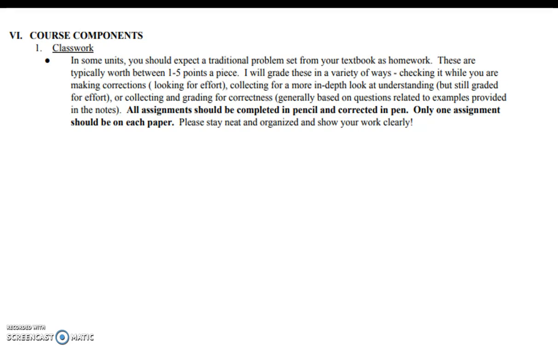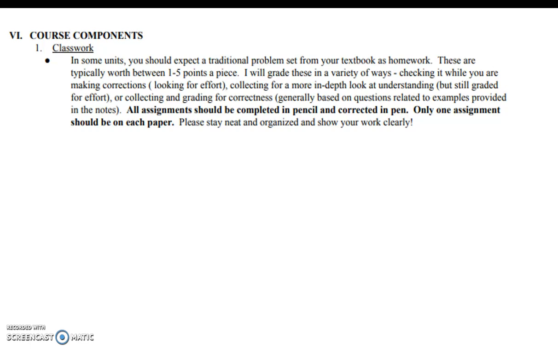Okay, what makes up our class? Some of you might look at this and say, oh, how am I going to earn a grade? I'm just going to more look at this as, what are some of the things that I use just to know where you are at in your understanding of what we're covering here. So first, something I call classwork. You could also call this maybe homework.